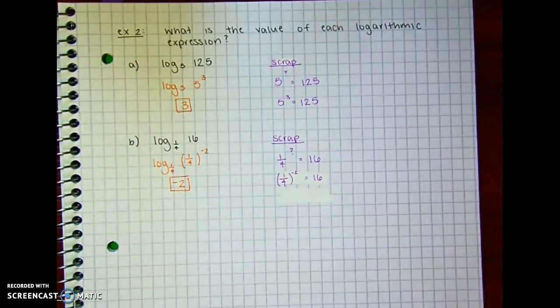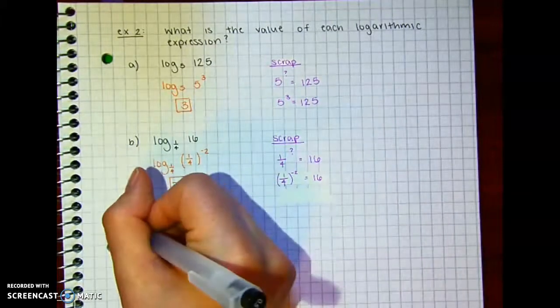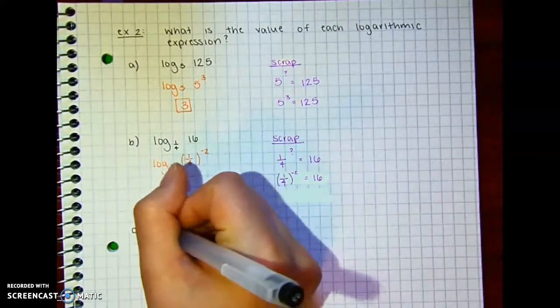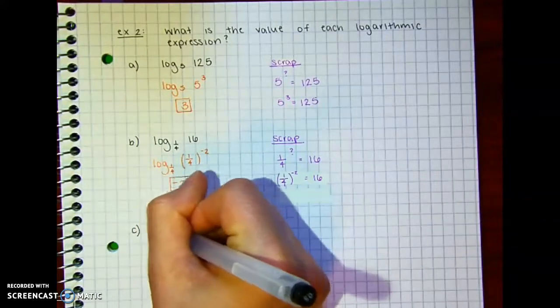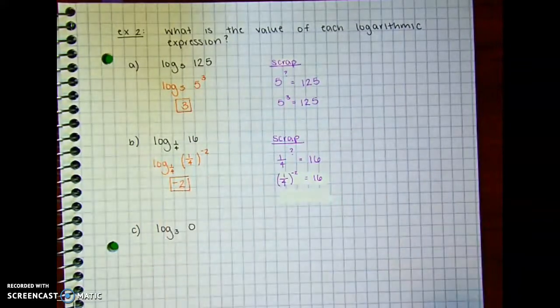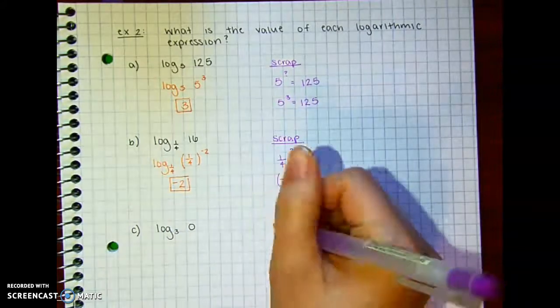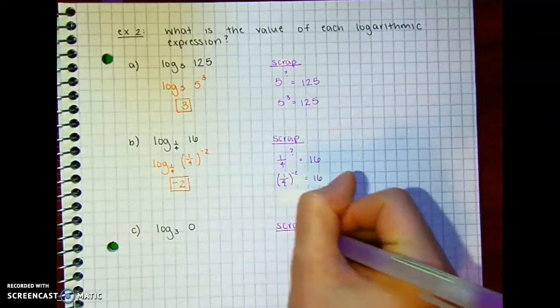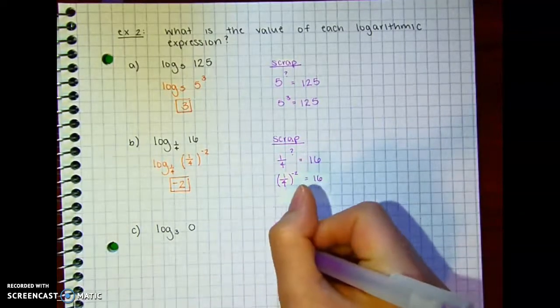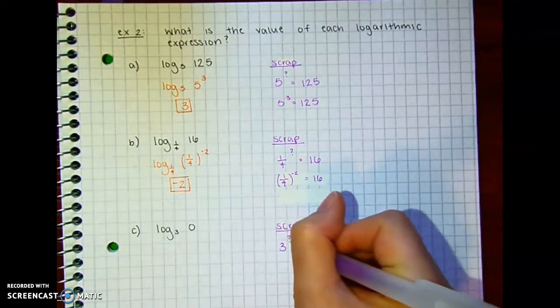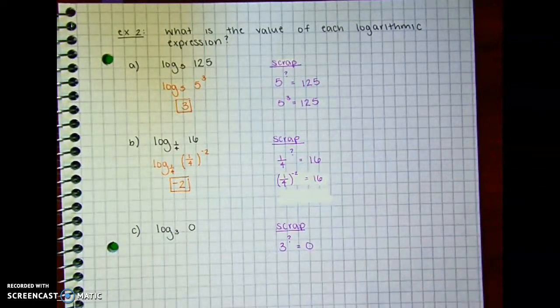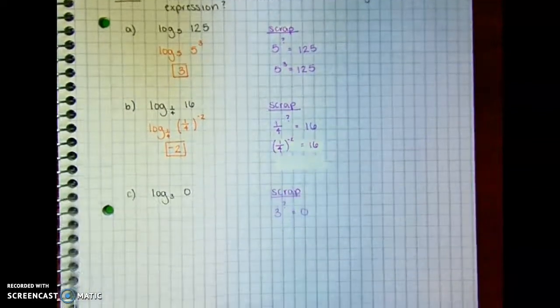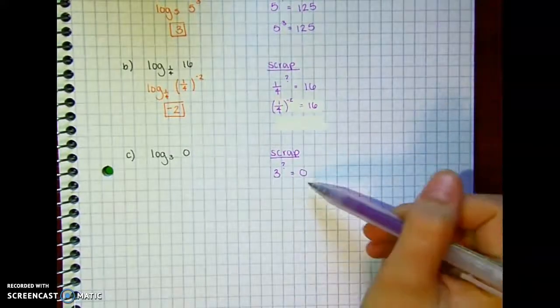All right, let's do one more. I'm going to do a challenging one. So let's do log base 3 of 0. Now let's do scrap work. So remember, we're thinking to ourselves, 3 to what power equals 0? Don't overthink it, right? 3 to what power equals 0?